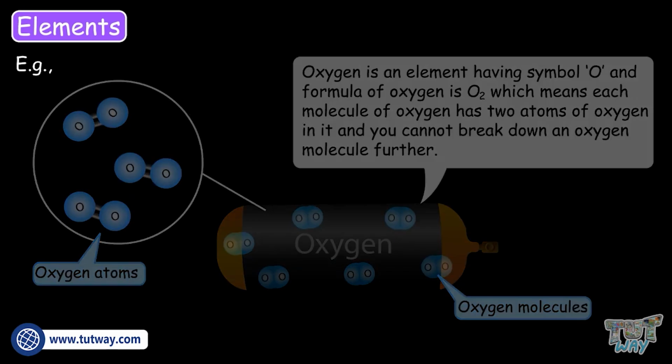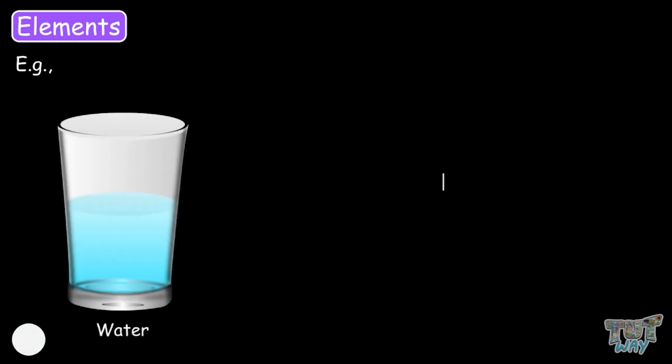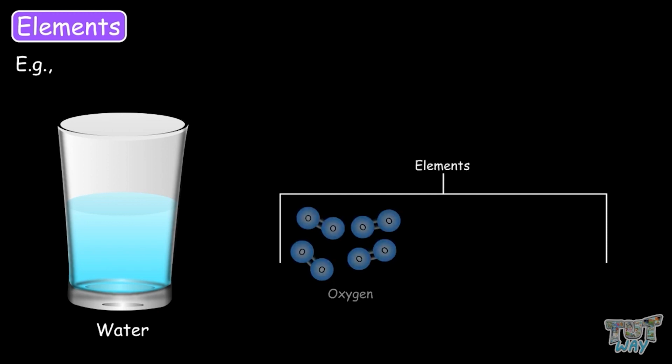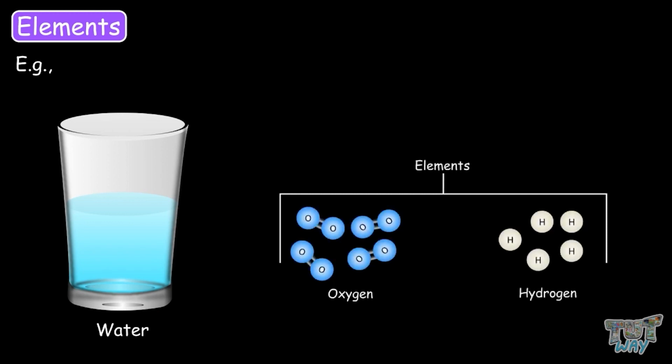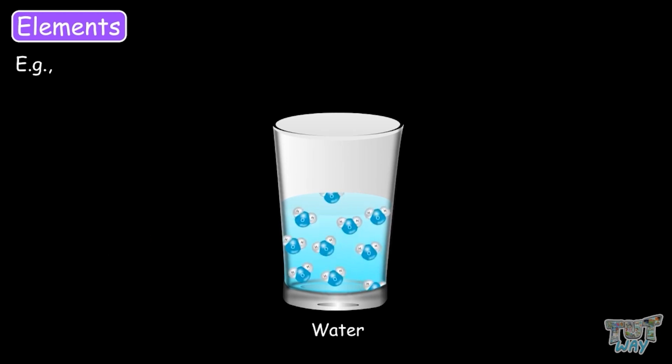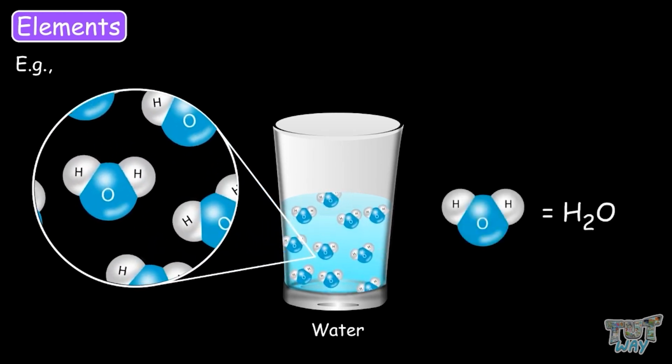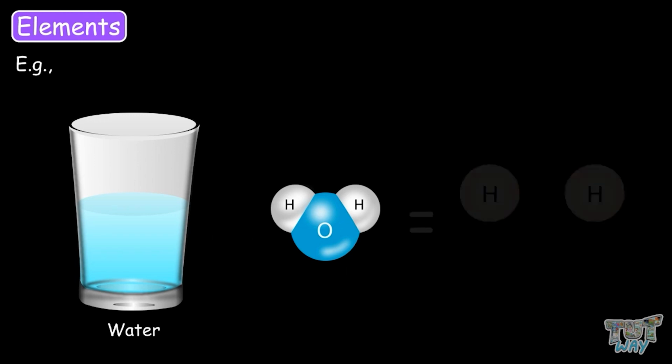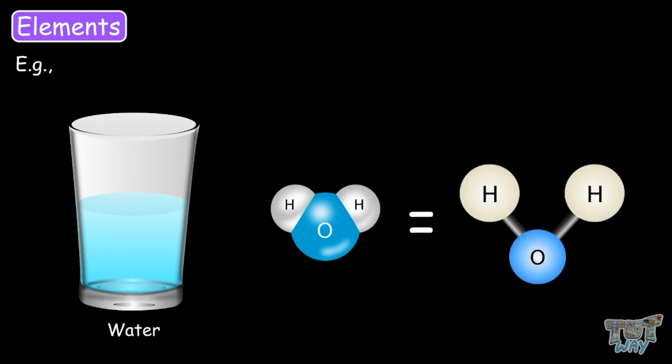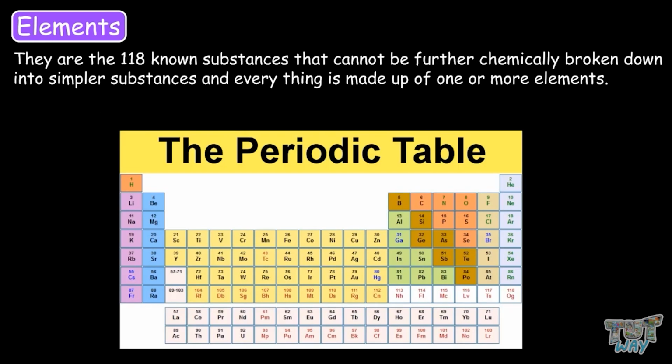Another example is water. Water is made up of 2 elements, oxygen and hydrogen, and each water molecule is denoted as H2O, which means each water molecule has 2 atoms of hydrogen and 1 atom of oxygen. So now we know what are elements. There are the 118 known substances that cannot be further broken down chemically into simpler substances. And everything is made up of 1 or more elements.